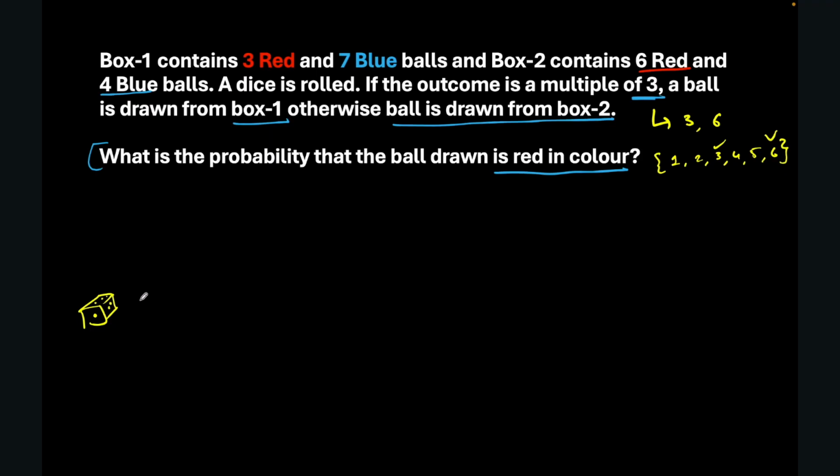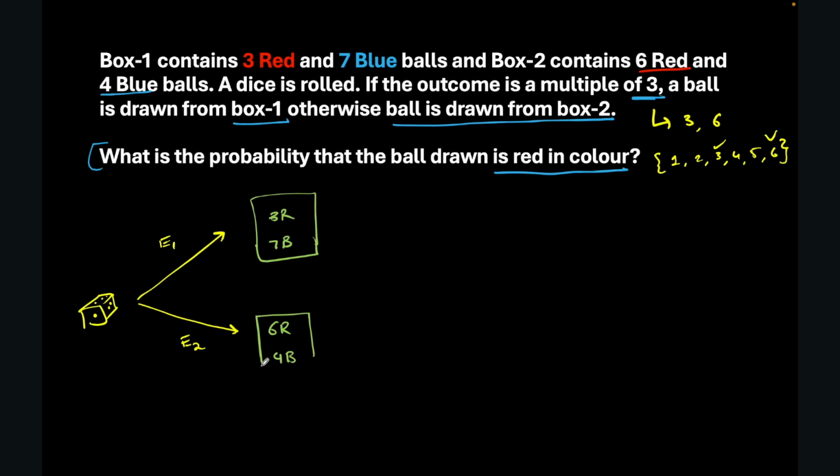1, 2, 3. I'm going to have two possible events, event 1 and event 2. Event 1 is, let's say you roll a multiple of 3. If you roll a multiple of 3, you get to pick from box 1, so box 1 will have 3 red and 7 blue. Similarly, if you get a non-multiple of 3, then you have the option of box 2, which is 6 red and 4 blue, right here, like this.